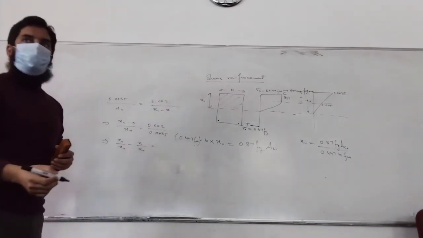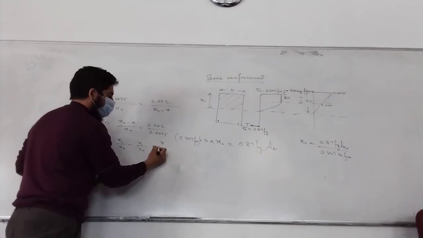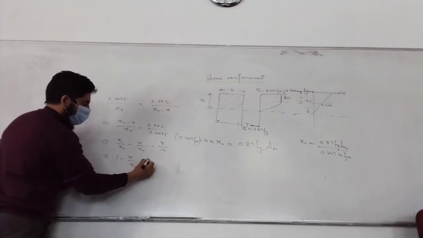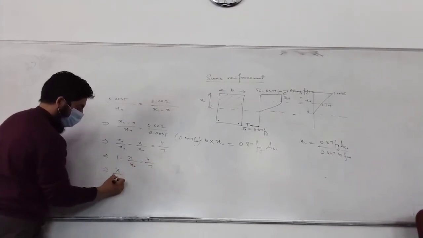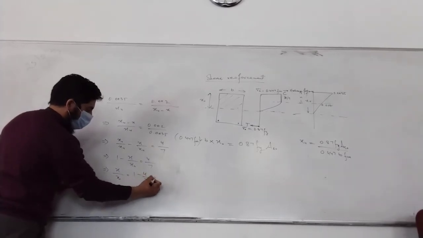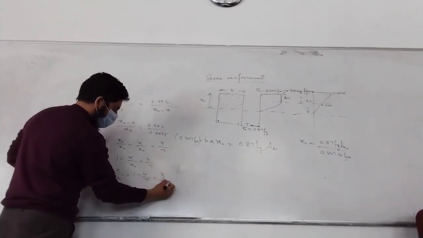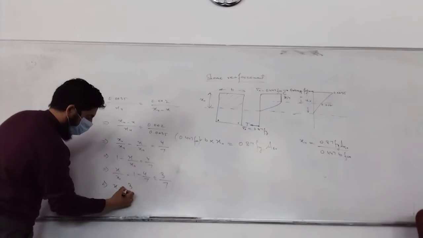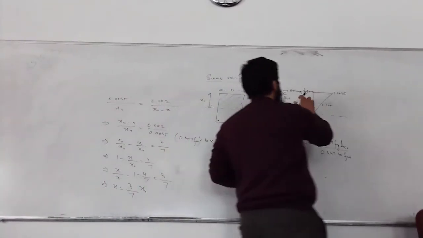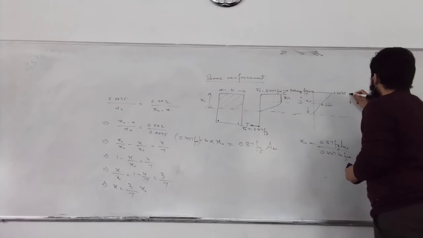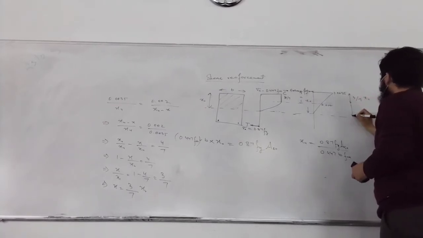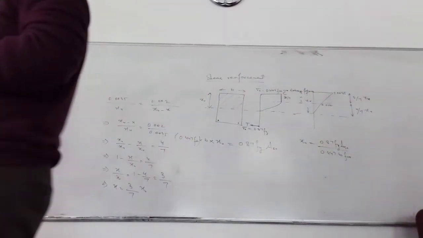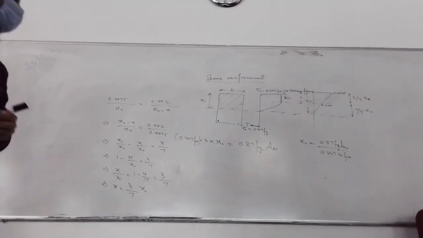How much is it coming? 4 by 7. So 1 minus x by xu is 4 by 7, so x by xu is 1 minus 4 by 7, this is 3 by 7. So x is 3 by 7 of xu. So this is 3 by 7 xu and the rest portion will be 4 by 7 xu. Clear?